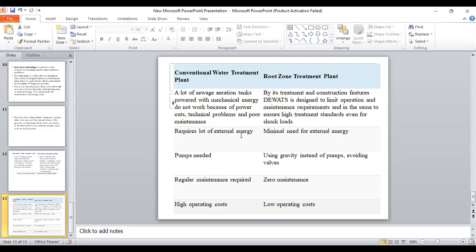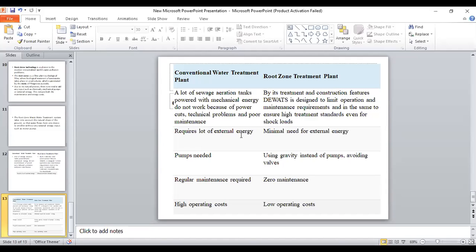A conventional wastewater treatment plant requires a lot of external energy. Guys, please copy this chart. And there is only minimal need for external energy in the root zone treatment plant.